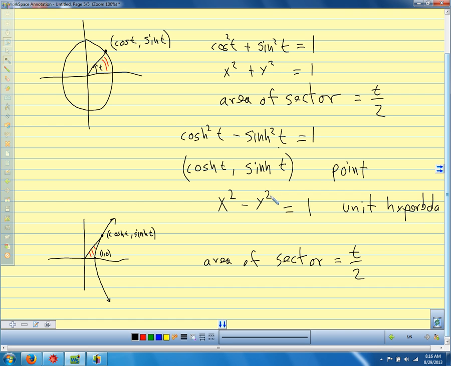And I never learned that. I had to figure that out on my own, how hyperbolas were related to hyperbolic functions. All right, questions?